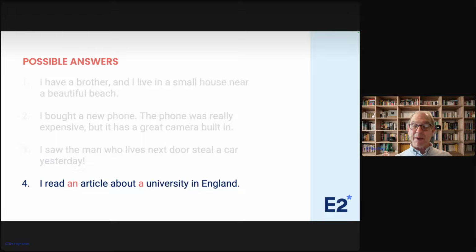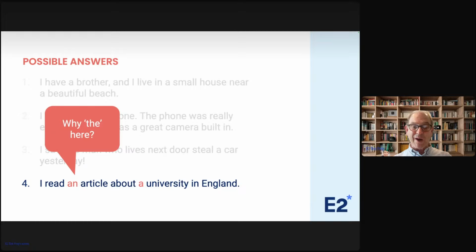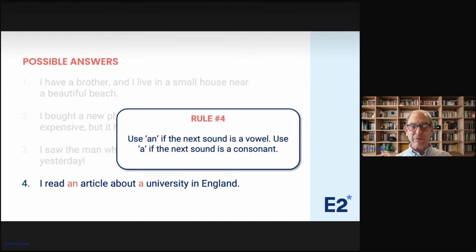I read an article about a university in England. Why the here? Why an and a? There's no the. That was a mistake. I read an article because article starts with a vowel. A-E-I-O-U. University is a consonant sound, like a Y. So rather than an university, and how it's spelt, it's a university, and how it's pronounced. Ding, rule number four.